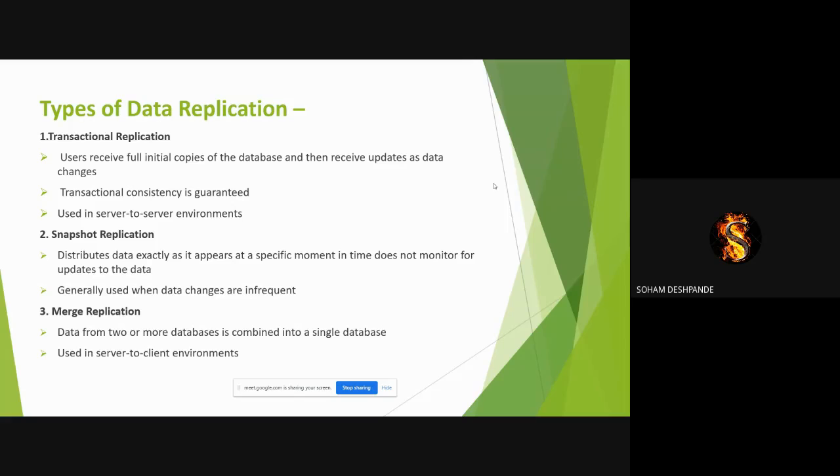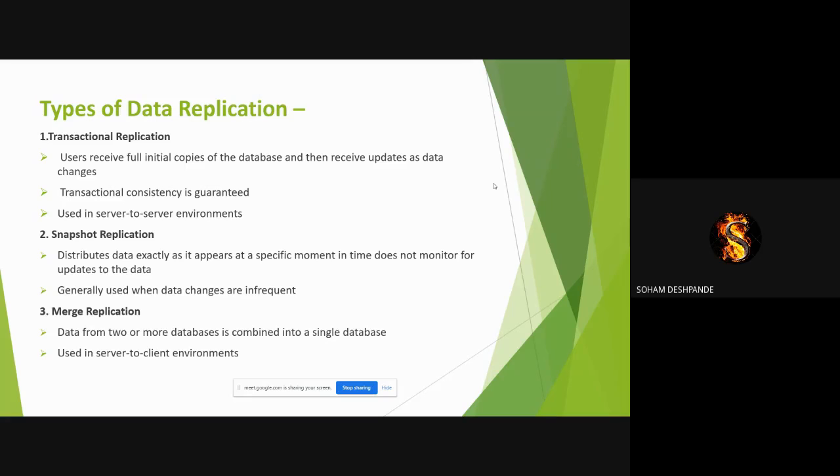The second is snapshot replication. Snapshot replication distributes the data exactly as it appears at a specific moment in time and does not monitor for updates to the data. The entire snapshot is generated and sent to users. Snapshot replication is generally used when data changes are infrequent. It is a bit slower than transactional because on each attempt it moves multiple records from one end to the other. Snapshot replication is a good way to perform initial synchronization between the publisher and the subscriber.